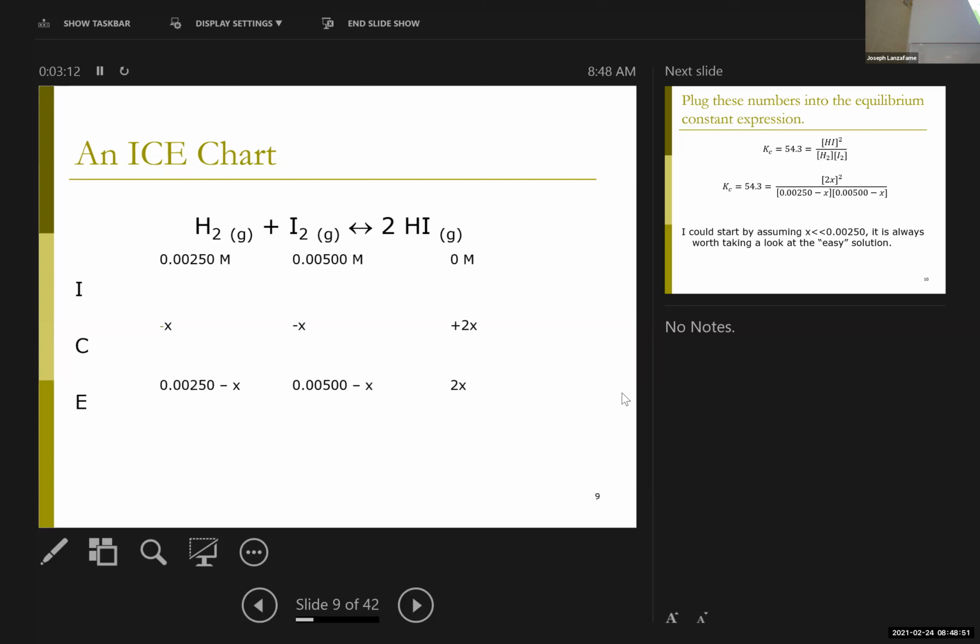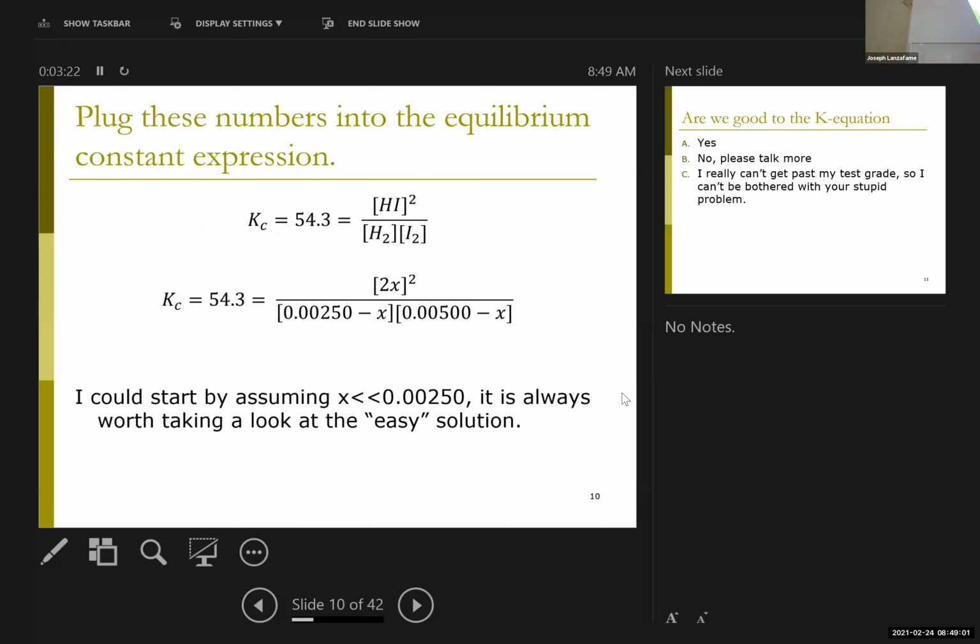And so again, I have my ICE chart. I have one unknown, x. I don't know the equilibrium concentration of everything, but again, like last time, I do know the equilibrium constant that goes with my equilibrium expression. And again, it's a slightly messy polynomial equation.